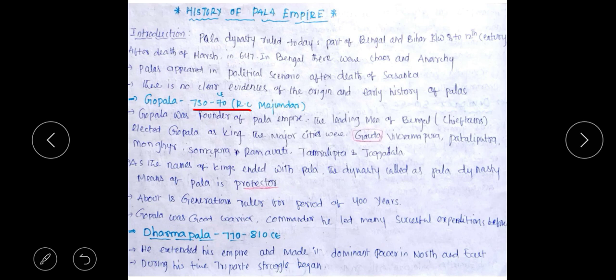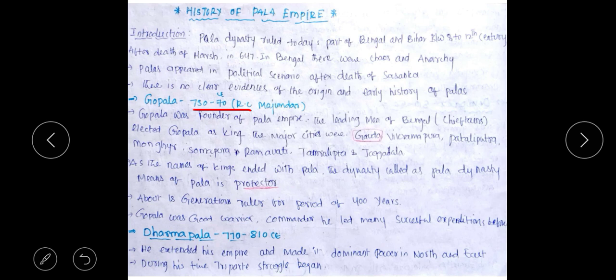In that condition, the leading men of Bengal thought about what to do. Each time these rulers fight, it affects the people. It does not affect the rulers or the soldiers; it affects the life of common people. So they thought that they should elect a king for their region. They all decided and elected Gopala as a king.